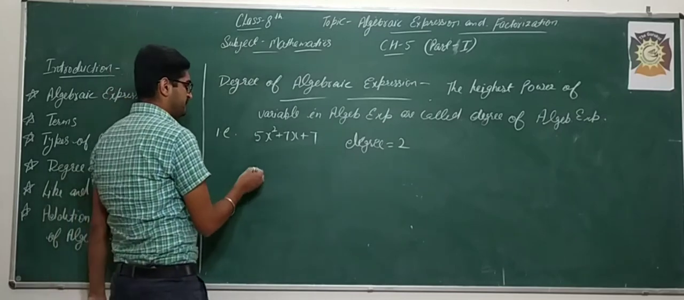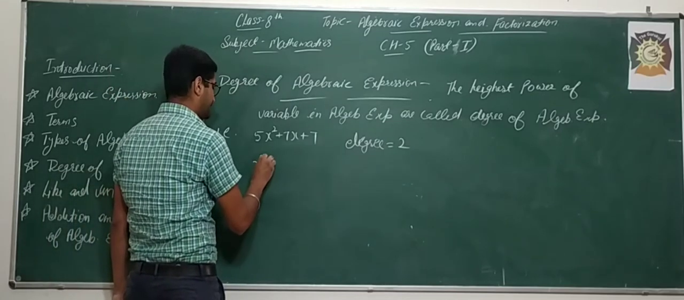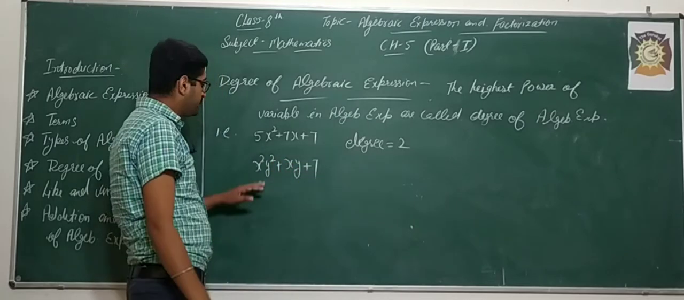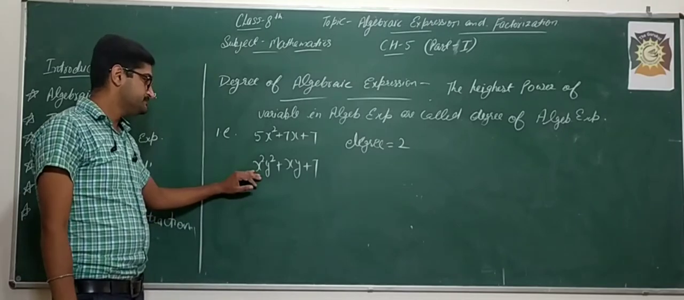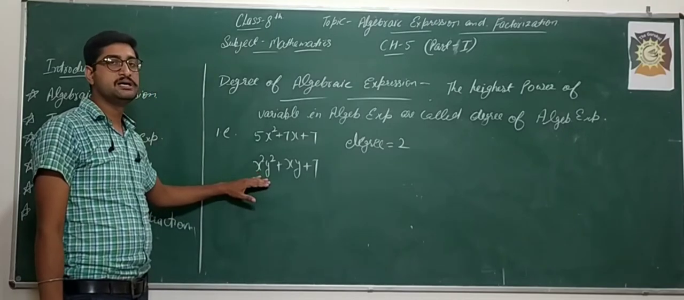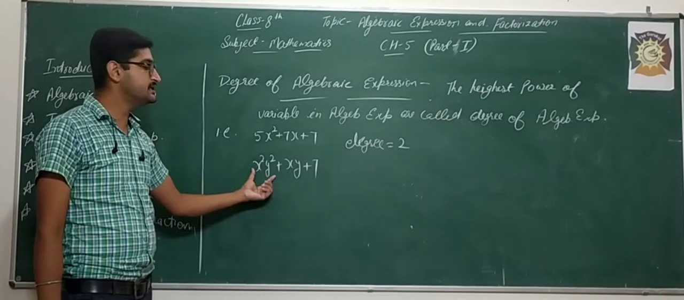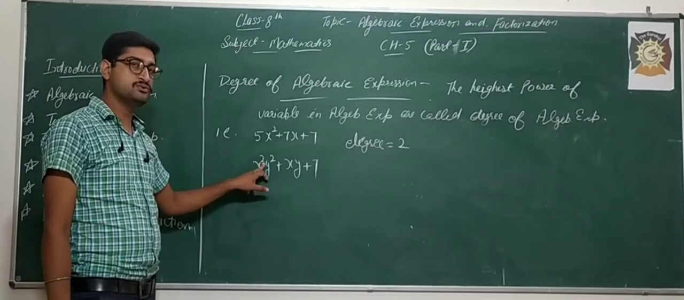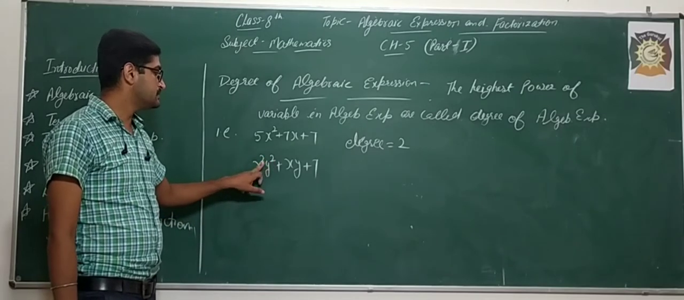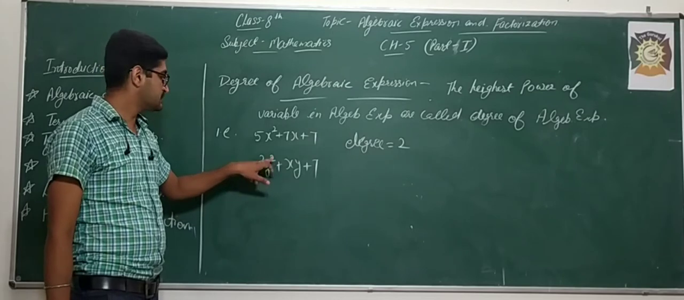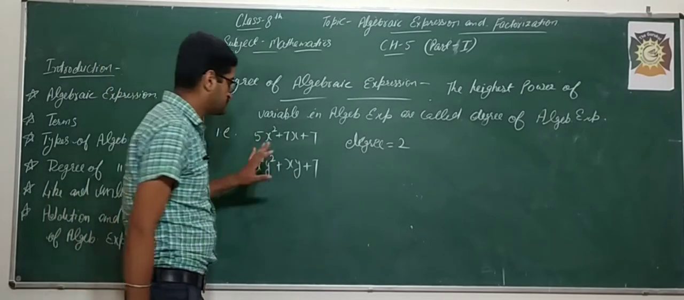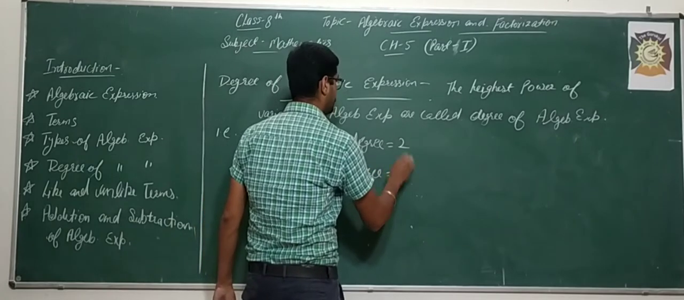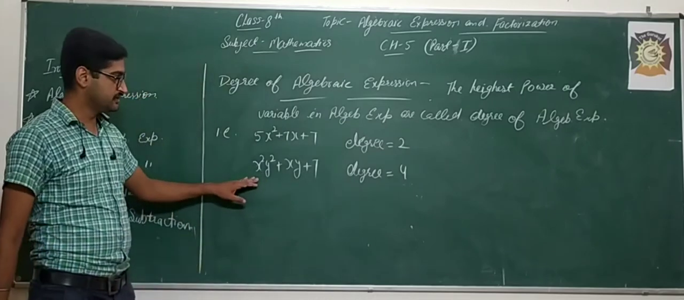After that, if an algebraic expression is in the form of x square y square plus xy plus 7, now in this type of algebraic expression, we will add up the degree of the one term. This is the one term, and we will add up the degree. Here the degree of x is 2 and the degree of y is 2. Now this is 2 plus 2, this is 4. So the highest degree is 4. So now the degree of this polynomial or this algebraic expression is 4.